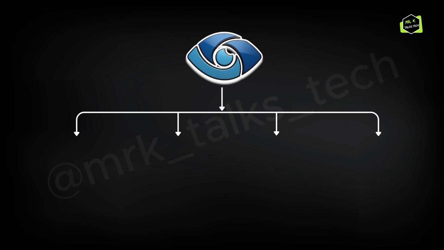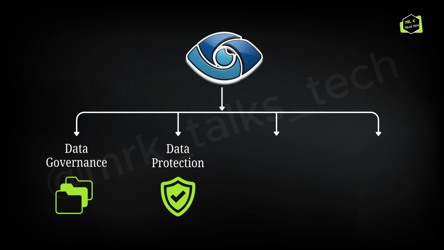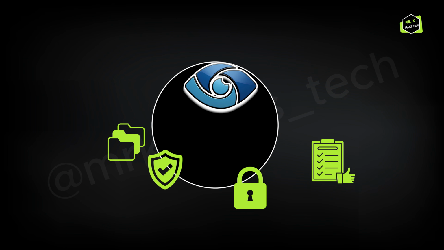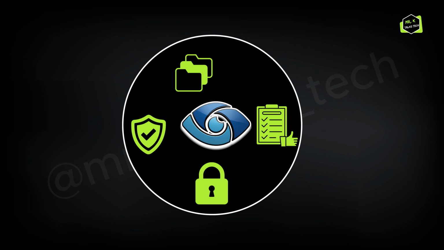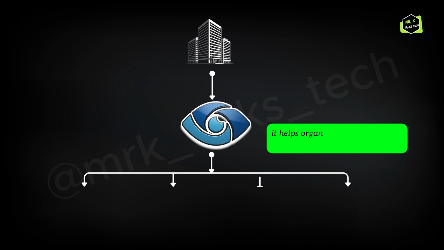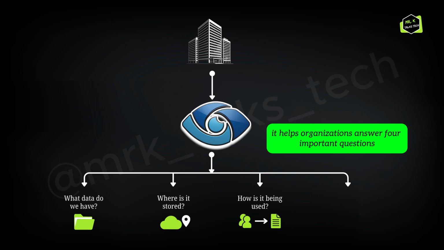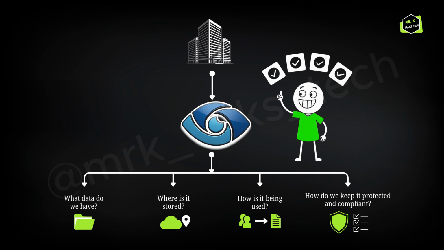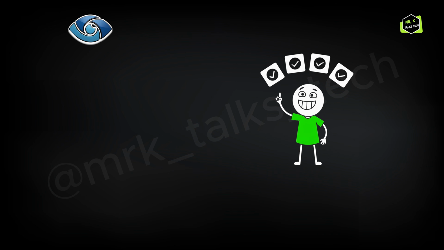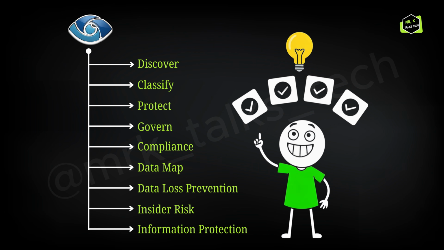Microsoft Purview brings data governance, data protection, security, and compliance capabilities together into one platform. In simple terms, it helps organizations answer four important questions. What data do we have? Where is it stored? How is it being used? And how do we keep it protected and compliant? Once you understand those four questions, almost every feature inside Microsoft Purview starts to make sense.